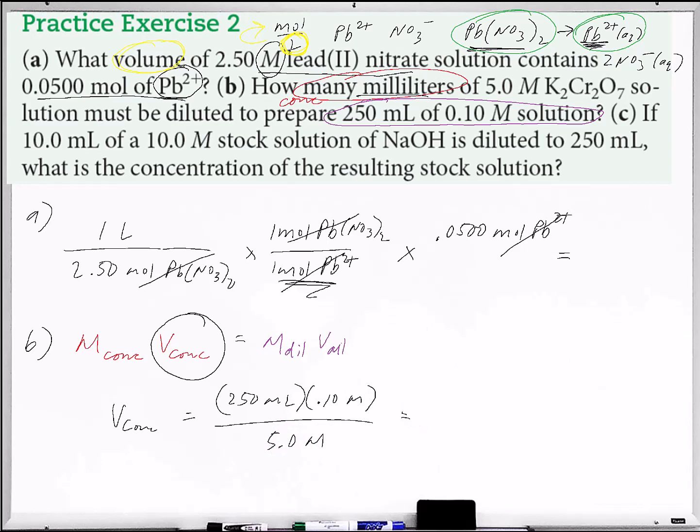I wanted to point out on this first problem, I used the method where you start with what you're trying to solve for. I saw that it was asking for volume, so I started with volume in the numerator. You could also do this completely in reverse, that's totally fine too. So you could use this as the final conversion step. Those were the two methods I showed in class.